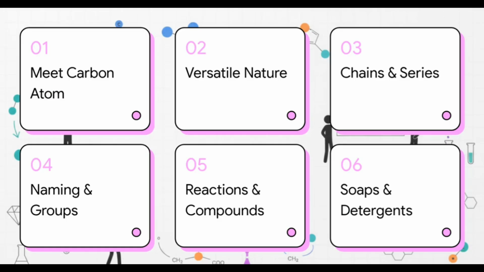Here is our game plan for today. We've got 6 key areas. First, we'll meet the carbon atom. Second, explore its versatile nature. Third, dive into chains and homologous series. Fourth, naming and functional groups. Fifth, reactions and compounds. And finally, number 6, soaps and detergents.